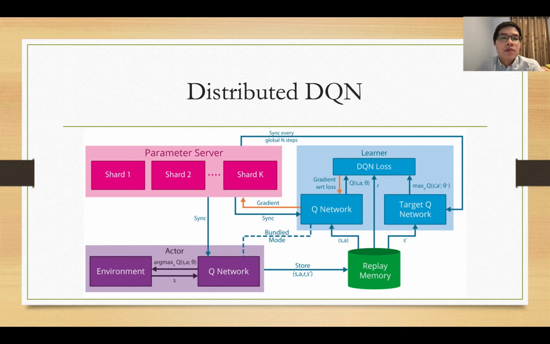We also have the central parameter server, which represents the distributed network. The job of the parameter server is to apply the incoming gradients from the learners and to send the updated parameters of the model to the Q networks in the actor and the learner. The parameter server can be sharded across many different machines, and different shards are responsible for updating a subset of parameters that are independent of other shards.